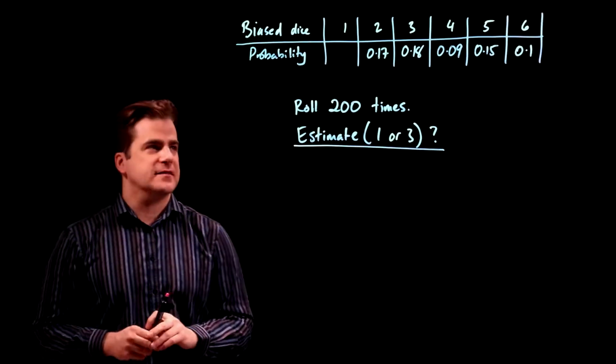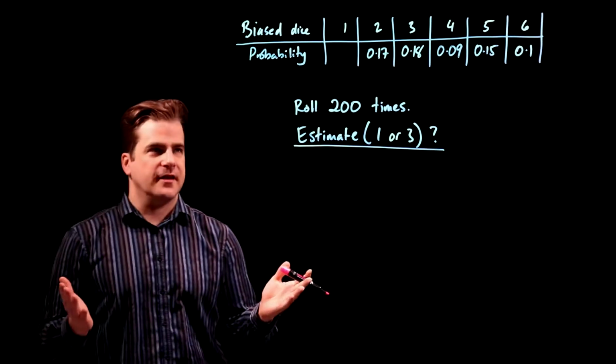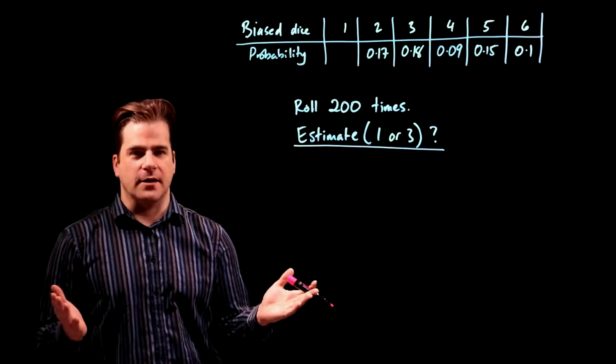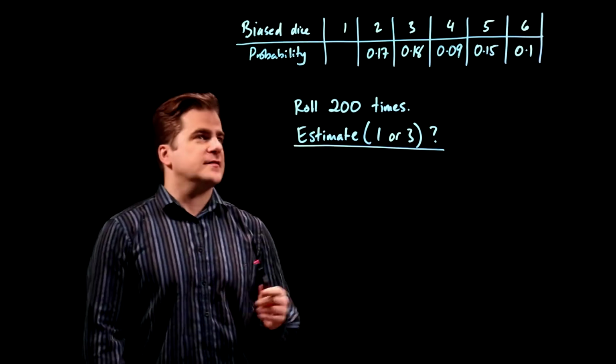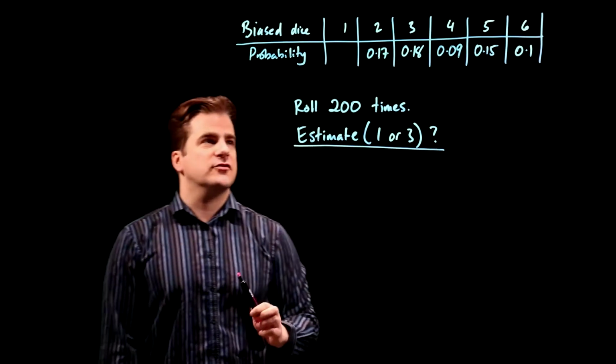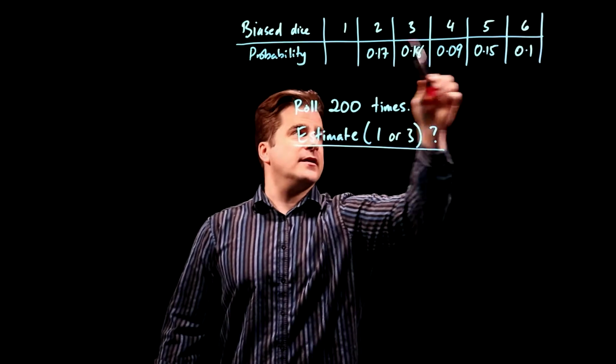Okay, we've got a biased dice here. I know the singular of dice is die, but I'm just going to go with what they've written. We have a biased dice. You can roll a 1, 2, 3, 4, 5, or 6. These are the probabilities of getting a 2 to a 6.